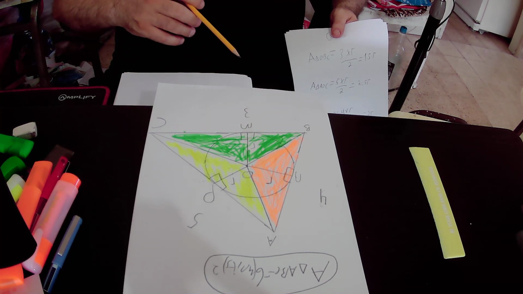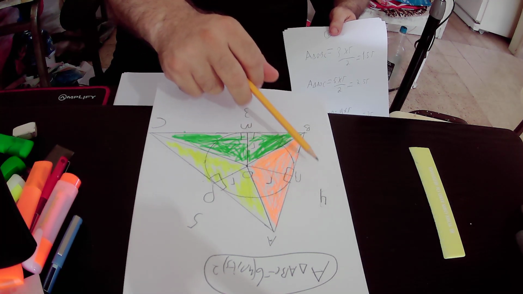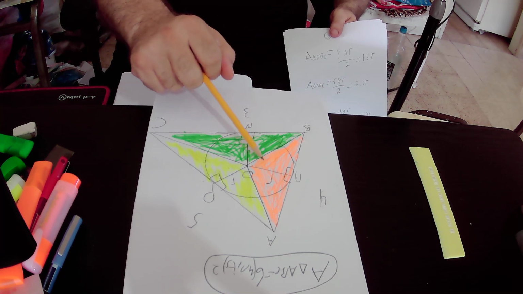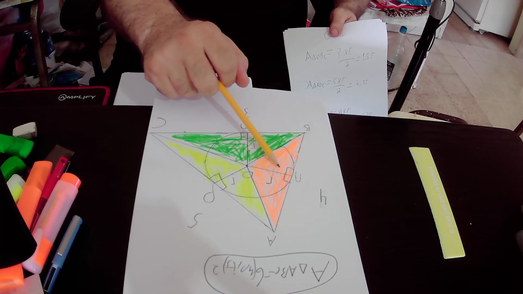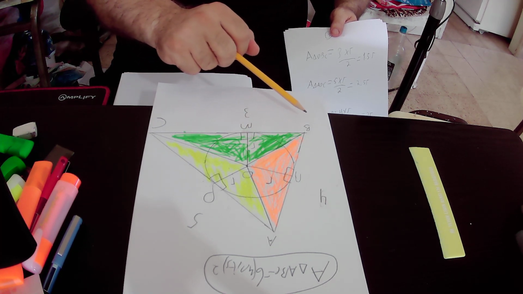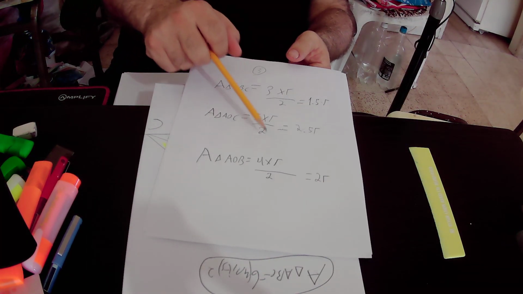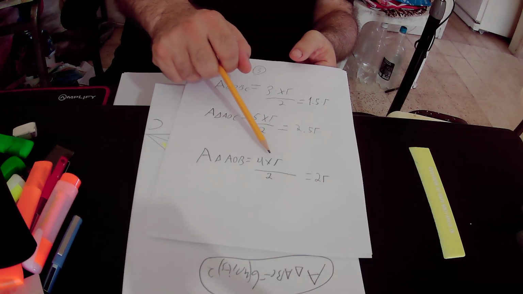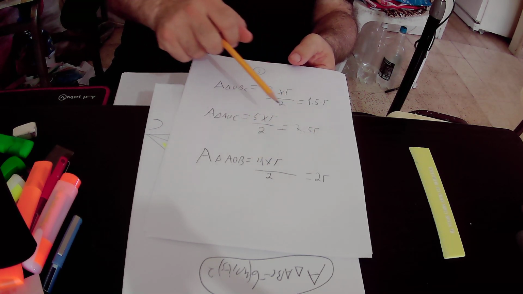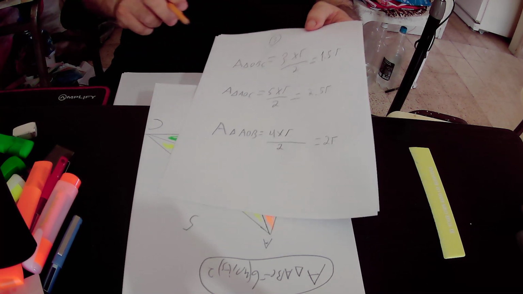The area of the orange triangle equals the base of the orange triangle, that is 4 units. It is given to us in the question, times the height. The height is the radius of the circle, because it creates 90 degrees with the base. So in total the area of the orange triangle equals the base, that is 4 units, times the height, that is the radius, divided by 2. 4 over 2 is 2. So in total the area of the orange triangle equals 2 times the radius.